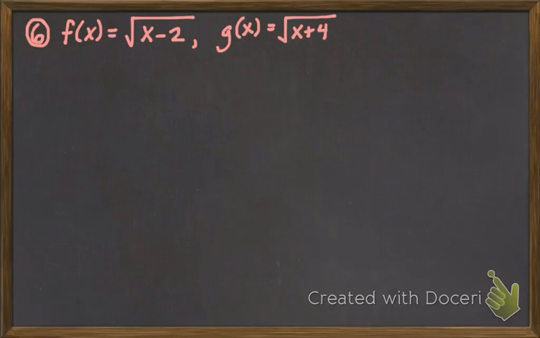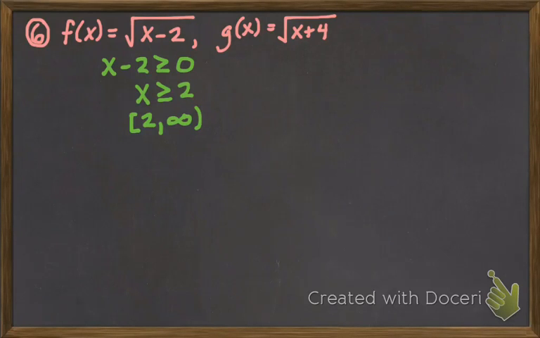So f's domain, because it's a square root, is going to come from the fact that whatever's inside my square root, or any even root, has to be greater than or equal to 0. So again, I isolate x, and I get that x has to be greater than or equal to 2, which would, in interval notation, be 2 to infinity.